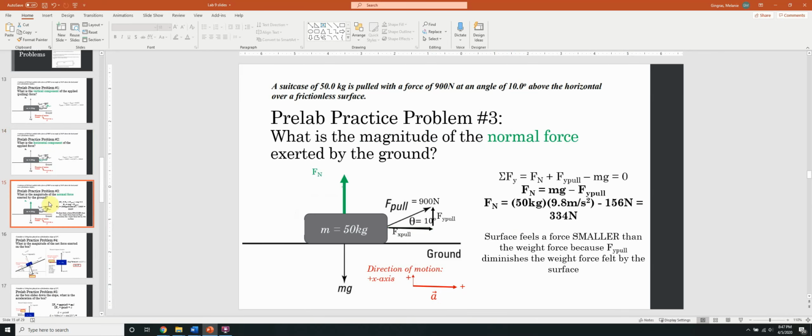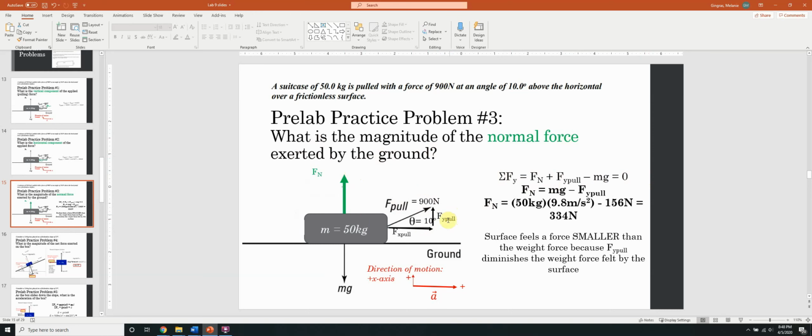All right, number 3. Again, same setup. We still have the suitcase with 50 kilograms pulled at 900 newtons at 10 degrees. But this time we want to know, what is the magnitude of the normal force exerted by the ground? Okay, so just like before, when we were looking at our mass, we're going to look at what's going on with our vertical components of our pulling force, right? So we're going to sum up our forces in the y direction, as we would when we're concerned about normal force. So we have normal forces upward, so that's going to be positive.